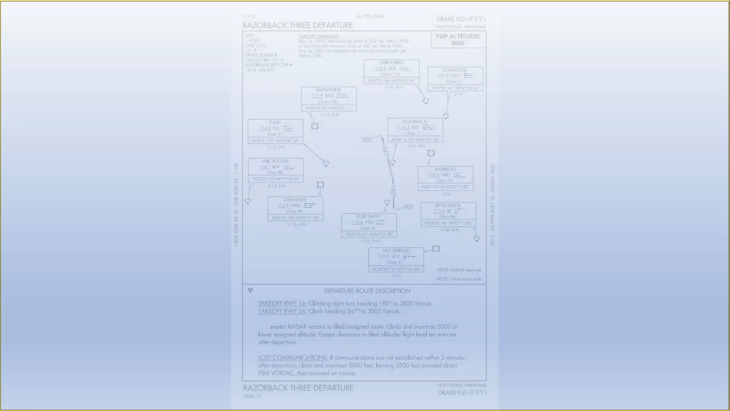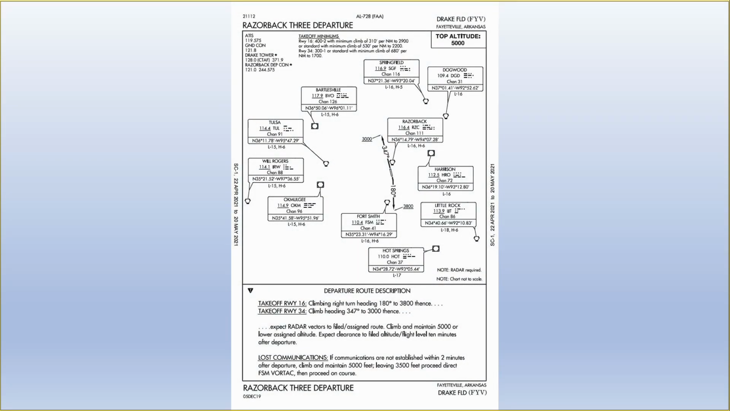First, let's look at standard instrument departures, or SIDs. There are basically four ways a SID will get you out of town. The first type gives you some sort of initial climb instructions, then says expect radar vectors to filed or assigned route. These are typically seen at Class C sized airports and airports close by.